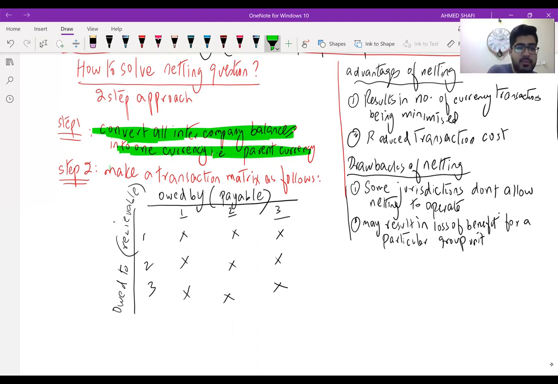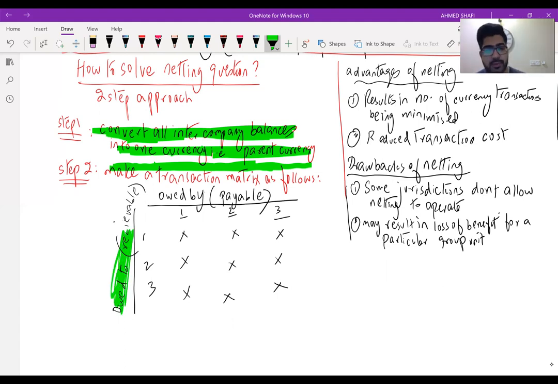The second step is to make a transaction matrix. You make columns of owed by, which is payable, and rows of owed to, which is receivable. Make columns and rows, enter the relevant subsidiaries or companies, and record their individual transactions. And that's it. This is how netting is solved.